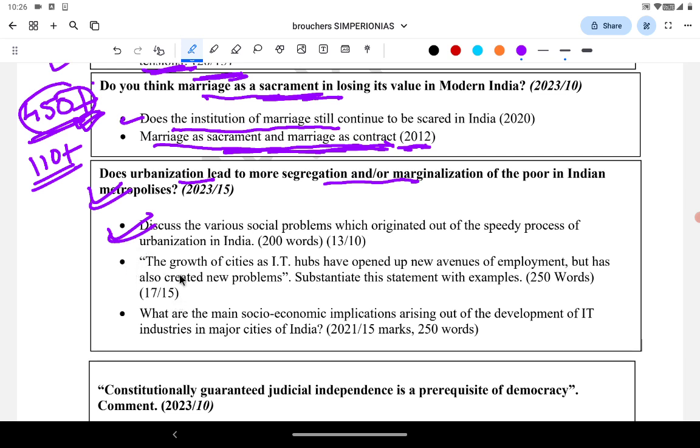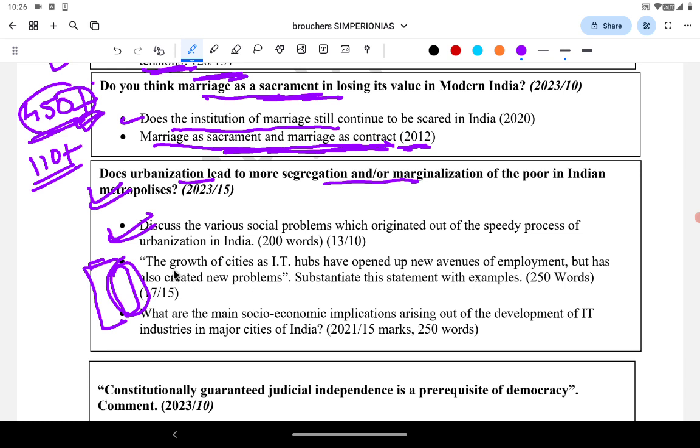And the other two questions are regarding mainly the development of IT hubs and the socio-economic problems arising out of the development of IT hubs. They also come under urbanization. But these two questions are the same. Direct repetition, 2017 and 2021.